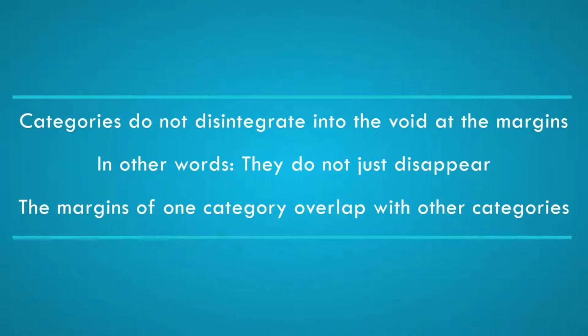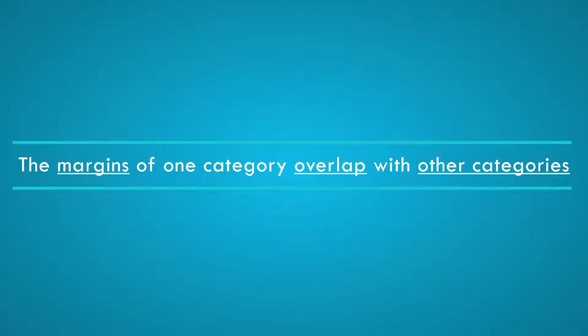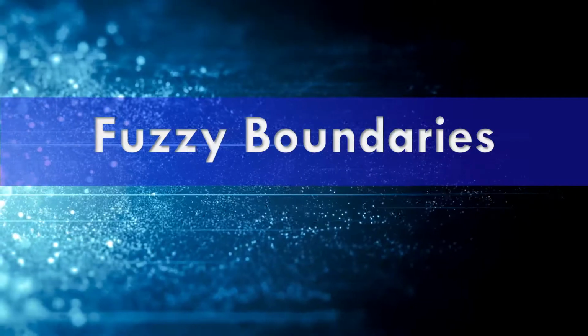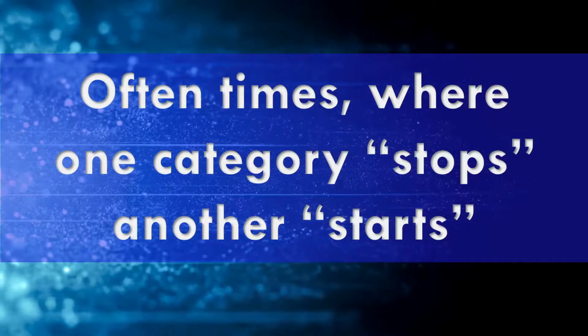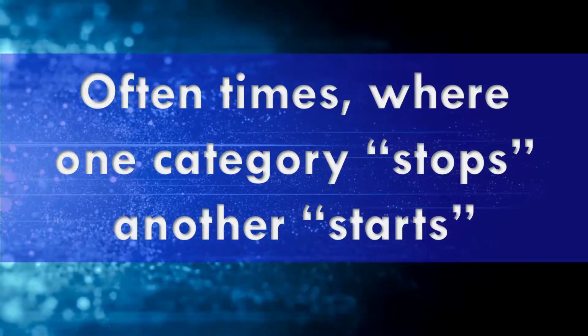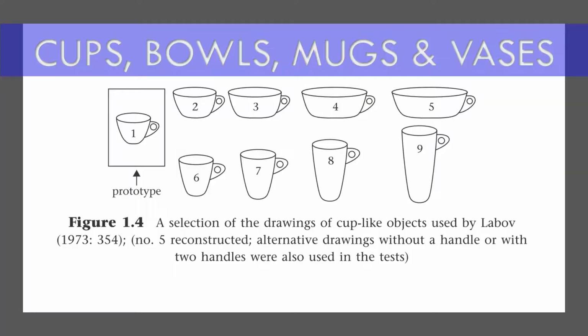So categories do not disintegrate into the void at the margins. They do not just disappear. The margins of one category overlap with other categories. That's what really happens. The margins of one category overlap with other categories. So let's talk about fuzzy boundaries. Oftentimes, where one category stops, another starts.